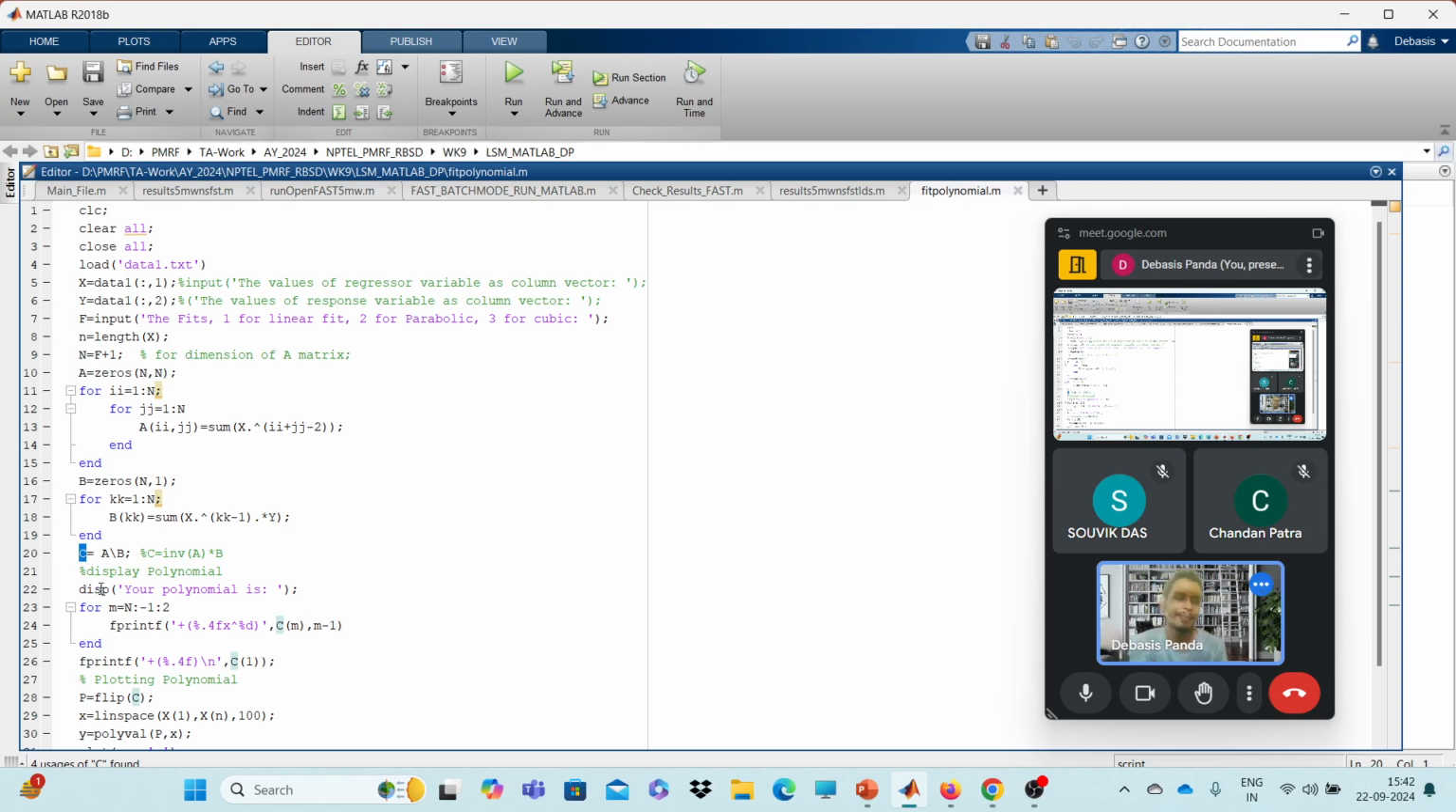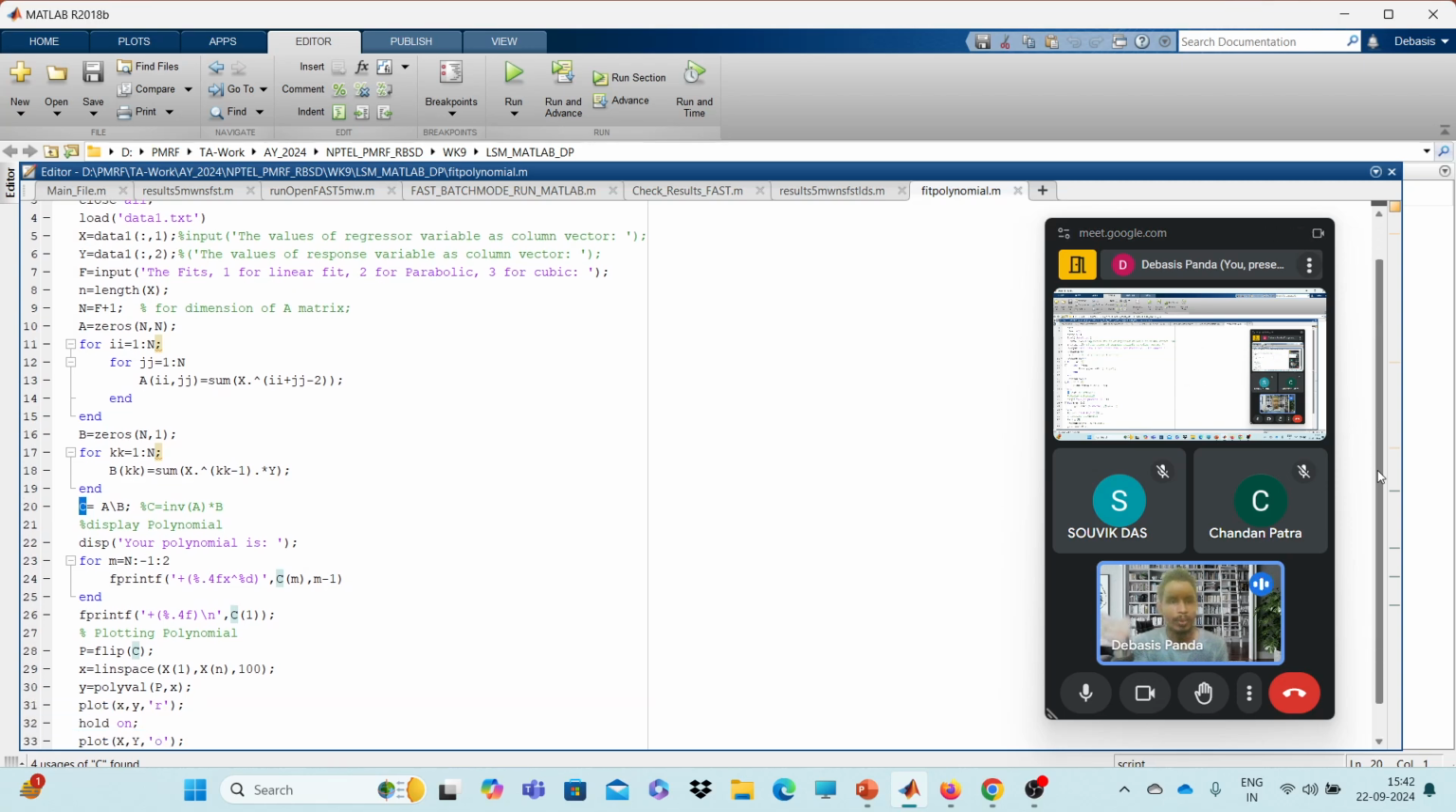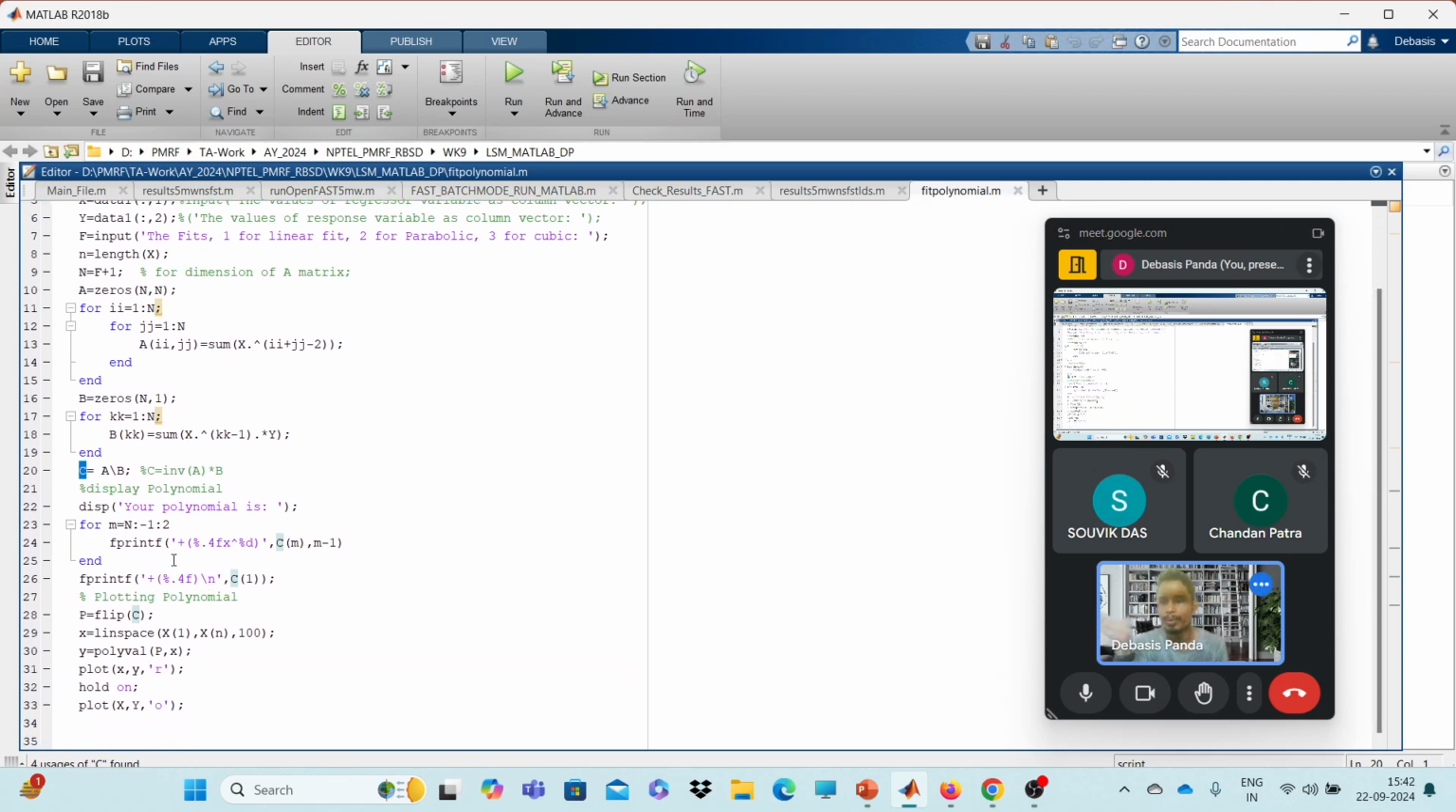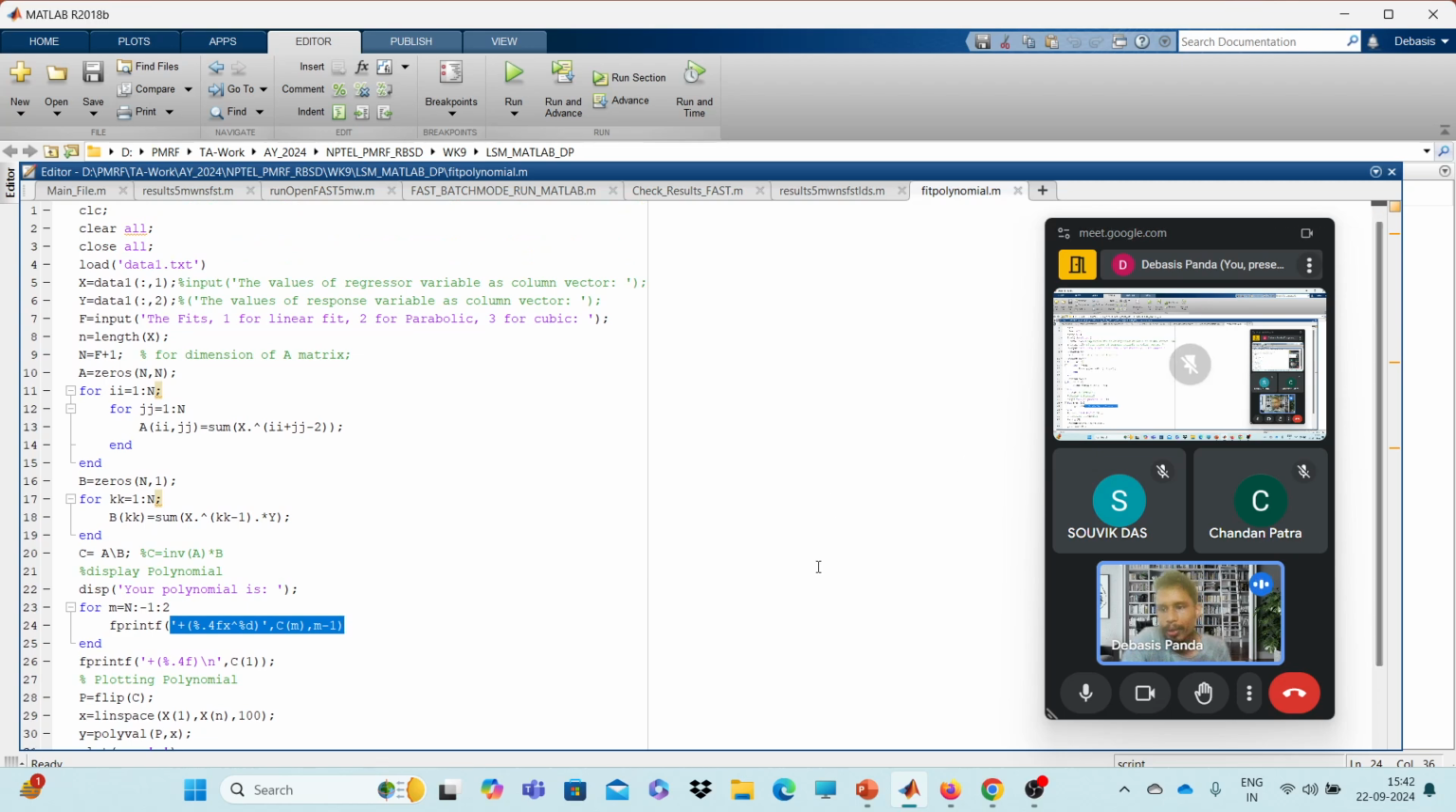Now once we have the unknowns, we can create our polynomial function. Using those solved coefficients, we plot the polynomial function and also fit the polynomial function. So let's see whether the code we have made is working well or not.